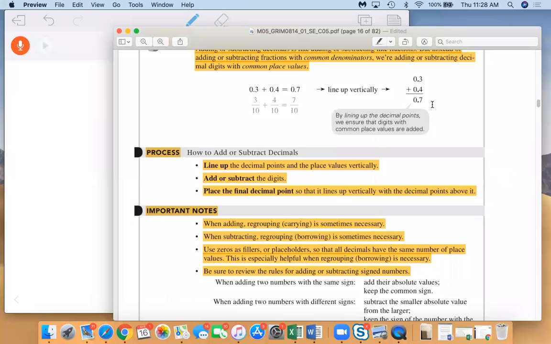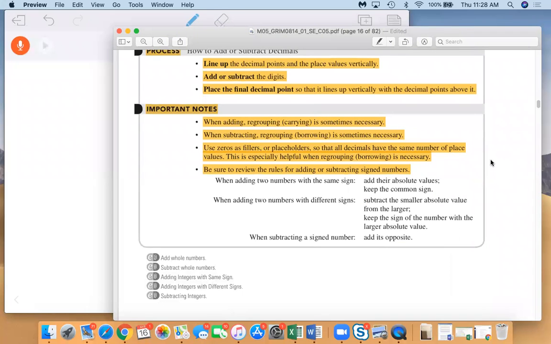So what they mean by that is make sure your decimal point in your answer lines up with the other numbers in the problem. When adding, regrouping, or carrying is sometimes necessary. When subtracting, regrouping, or borrowing is sometimes necessary. Use zeros as fillers or placeholders so that all decimals have the same number of place values. This is especially helpful when regrouping or borrowing is necessary.